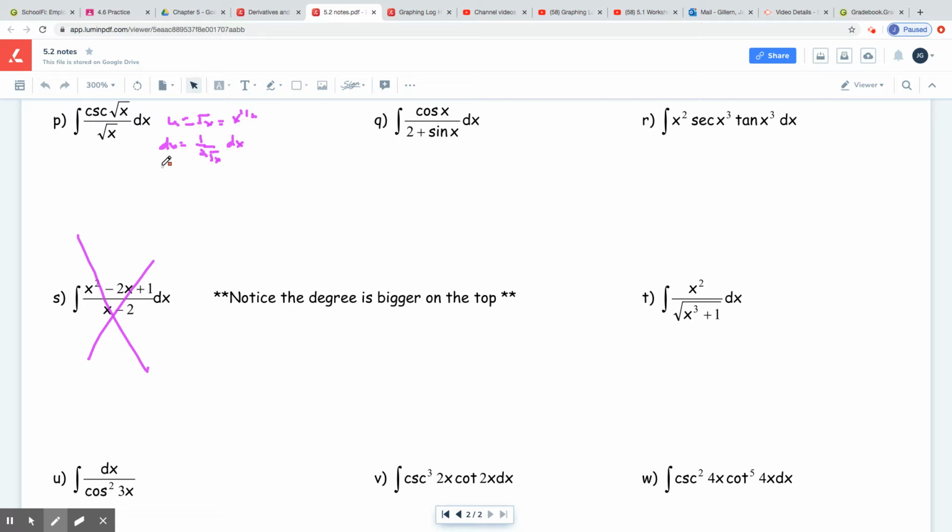We have the square root of x on the bottom. All right. Oh, there you go. Sorry, my mouse wasn't working for a little bit.